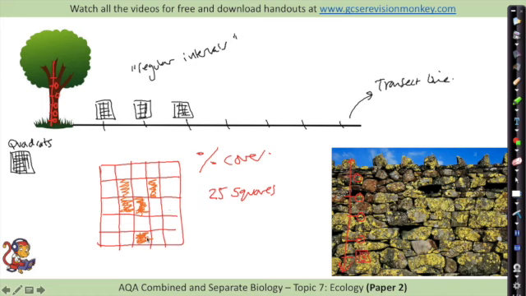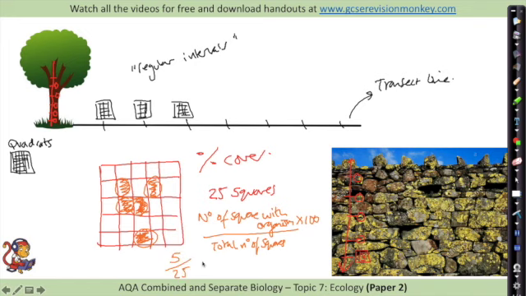We would count the squares that are covered with lichen. In this case, there are 1, 2, 3, 4, 5 squares that are covered in lichen, and we would use that to calculate the percentage cover. So you take the number of squares with the organism in it, divided by the total number of squares, and then multiply by 100 to get your percentage. So in this case we've got 5 divided by 25 multiplied by 100, and that will give us a percentage cover of 20%.